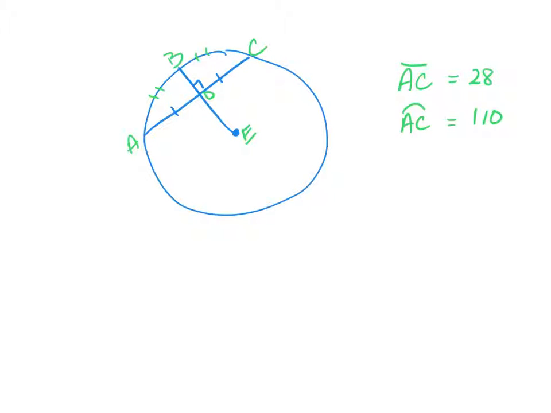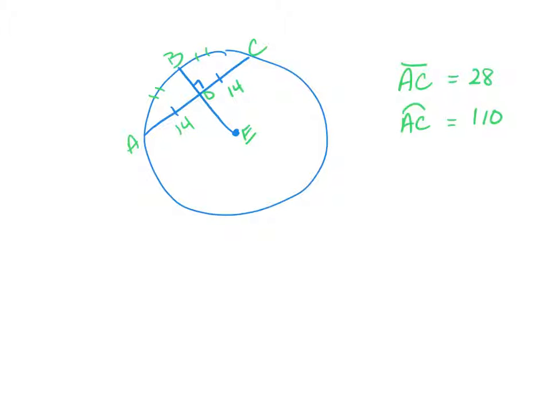Where's O? Is that not an O in there? AD. What does AD measure? It is 14. And what does DC measure? That's 14. Another 14.